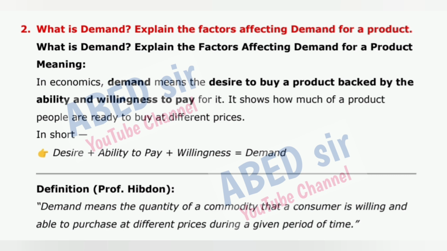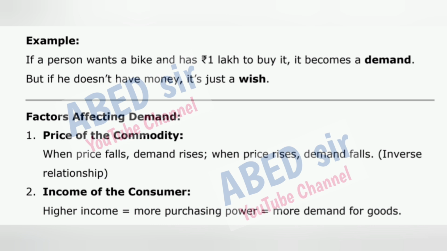Meaning: in economics, demand means the desire to buy a product backed by the ability and willingness to pay for it. It shows how much of a product people are ready to buy at different prices. In short, desire plus ability to pay plus willingness is equal to demand. Definition: Professor Hibdon. Demand means the quantity of a commodity that a consumer is willing and able to purchase at different prices during a given period of time. Example: if a person wants a bike and has 1 lakh rupees to buy it, it becomes a demand. But if he doesn't have money, it's just a wish.